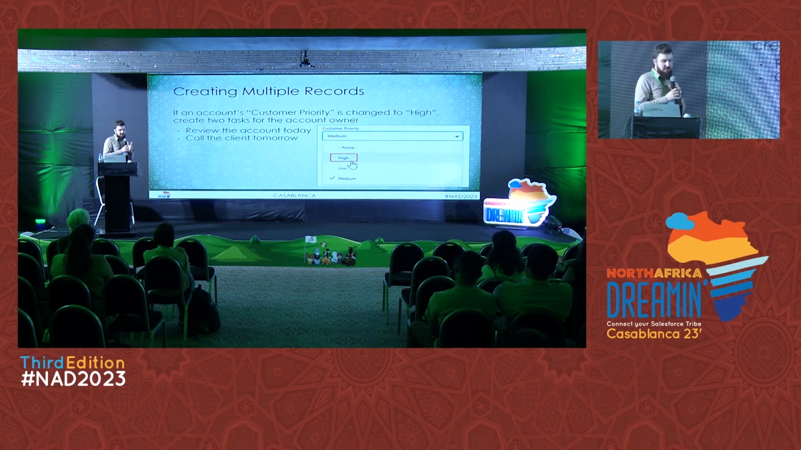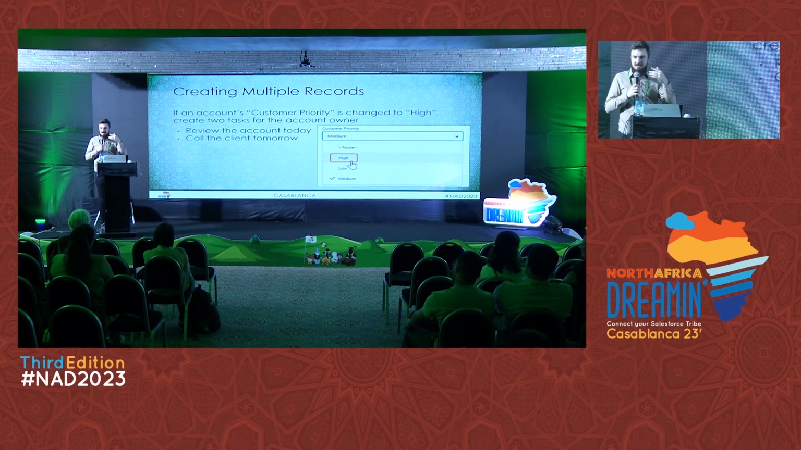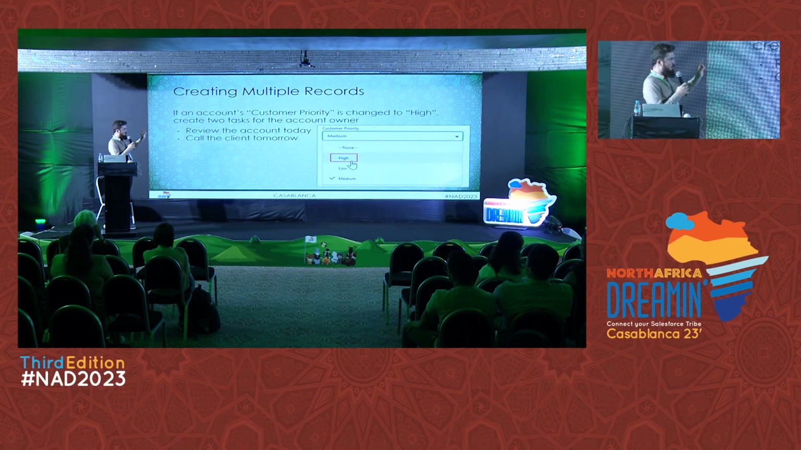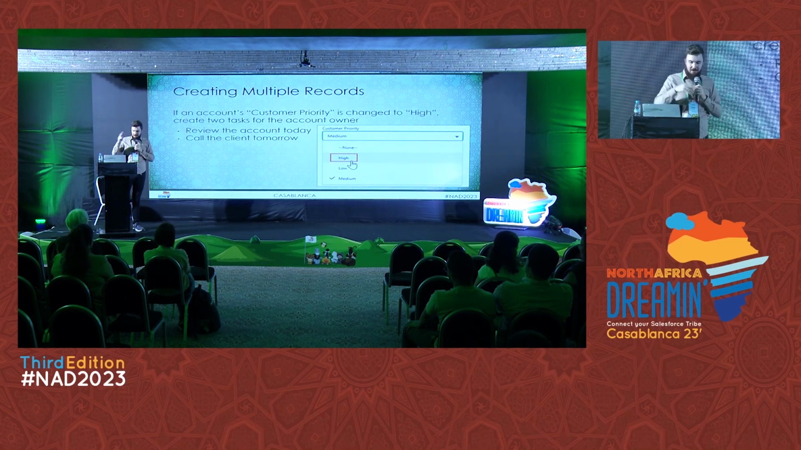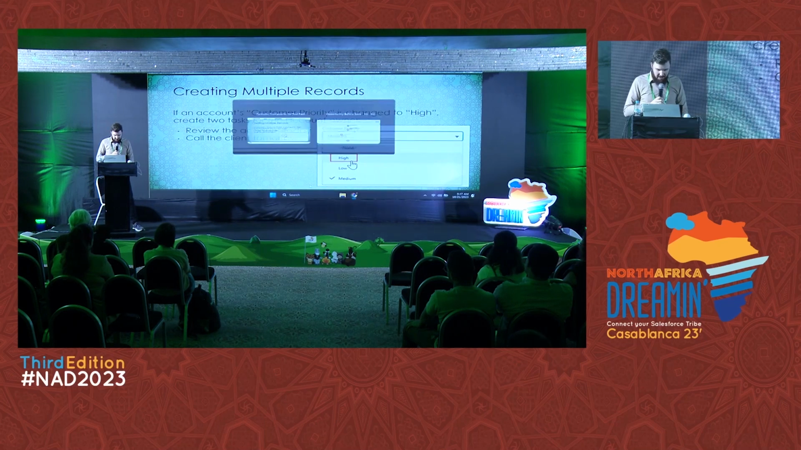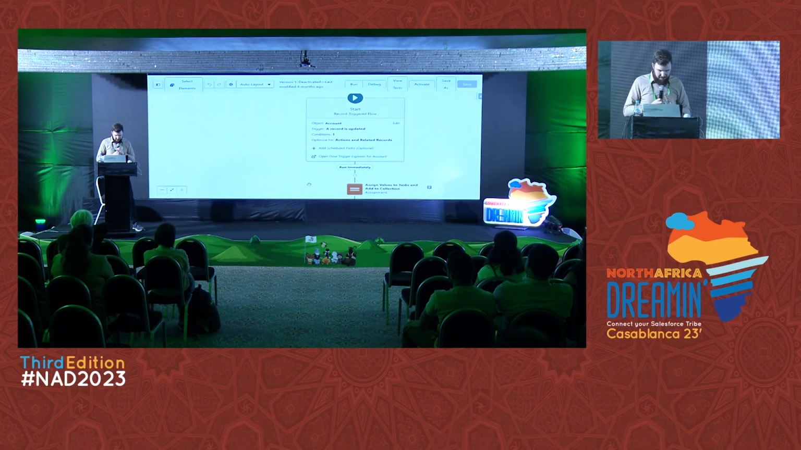Our first example here is creating multiple records. So in the fictitious sales org, if an account's customer priority is changed to high, which is something a sales manager might do, they want to create 2 tasks for that sales rep who owns the account. They want them to review the account today and then call the client tomorrow. So one action is occurring on an account record, 2 tasks need to be created. How do we set that up in a flow?